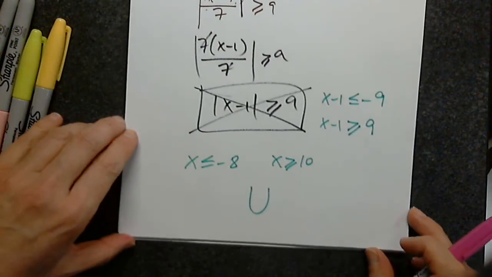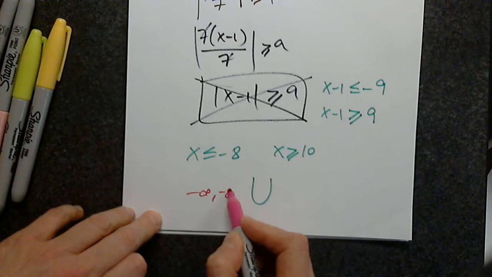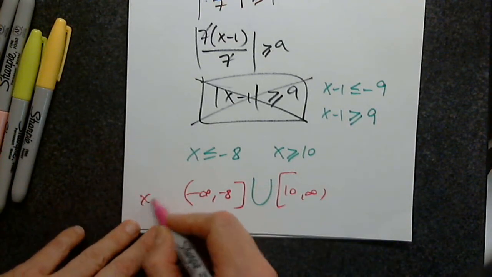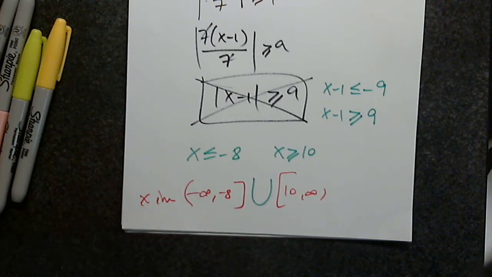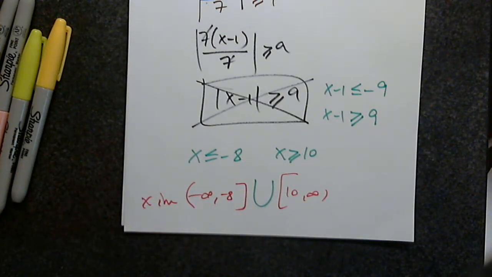So how do I write the final solution? I have to put this one first as negative infinity, negative 8. And I have to put the next one 10 to infinity because we read from left to right. So I have to write negative infinity to negative 8 union 10 to infinity. Now if you reverse these two, I will deduct points. No, but we have to write from left to right.